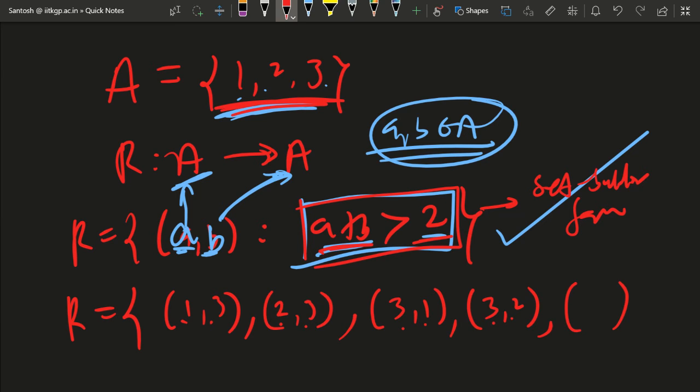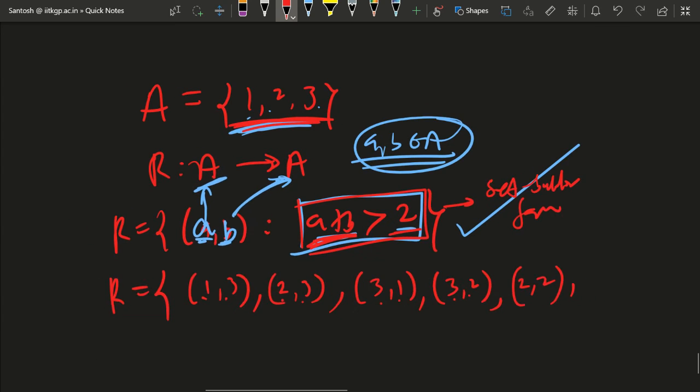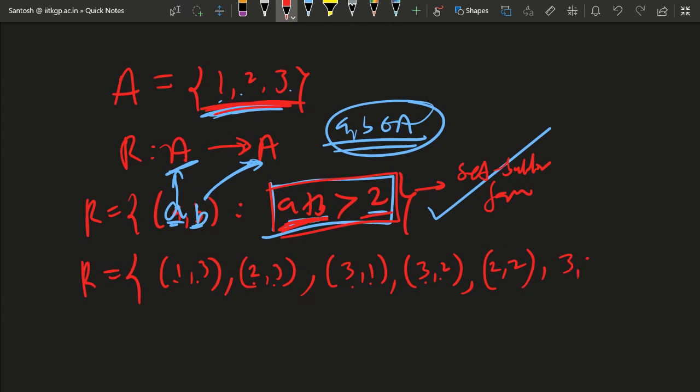Okay, can we say 1 is related to 1? What is 1 plus 1? No, sir, 1 plus 1 is not more than 2. That's why 1 is not related to 1. Can we say 2 is related to 2? Yes, sir, because 2 plus 2 is more than 2. Can we say 3 is related to 3? Yes, sir. So (3, 3). So what have we written?